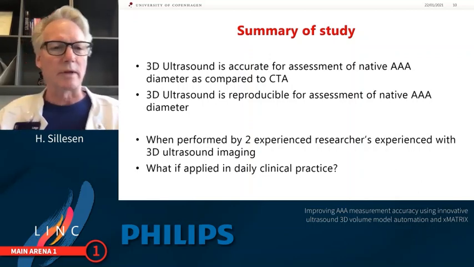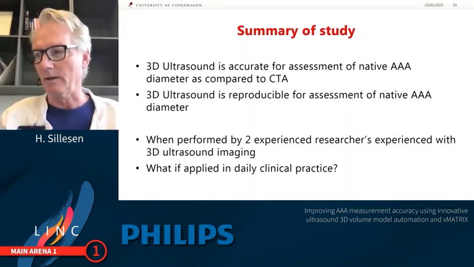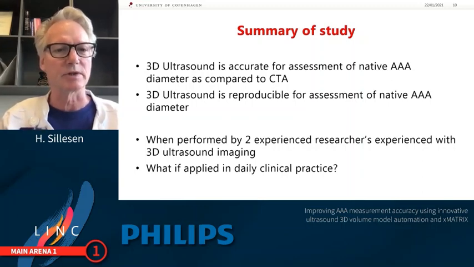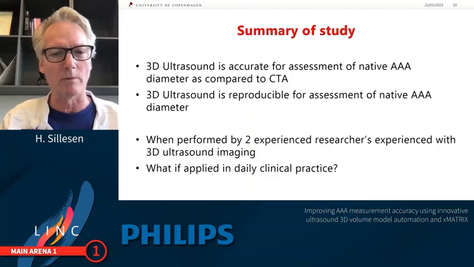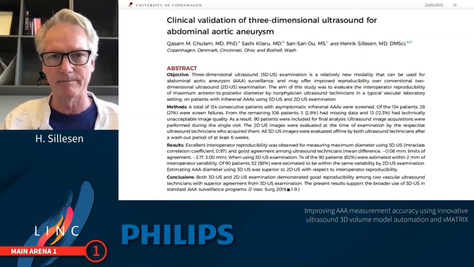So this study concluded that 3D ultrasound is accurate for assessment of native aneurysms as compared to CT, and it's also very reproducible. However, this study was performed by two experienced researchers who have worked for years with 3D ultrasound. How would this look if we took it into daily practice?